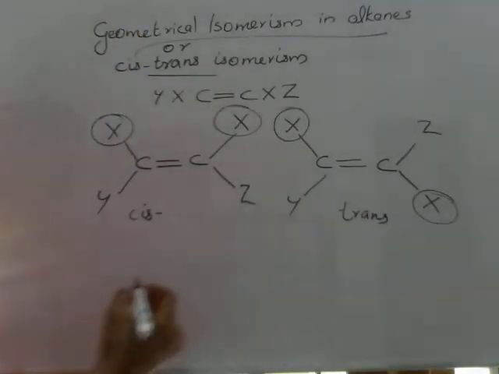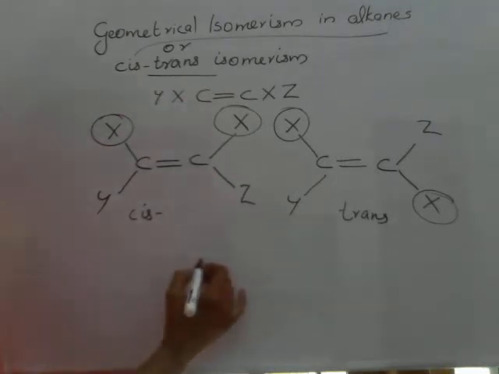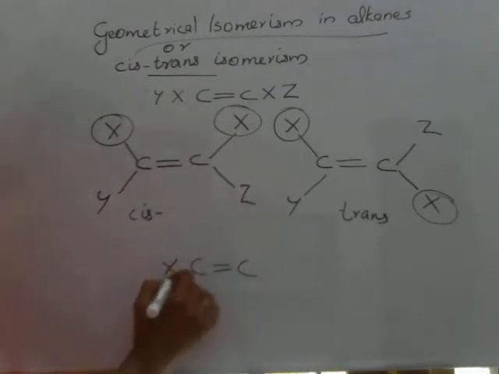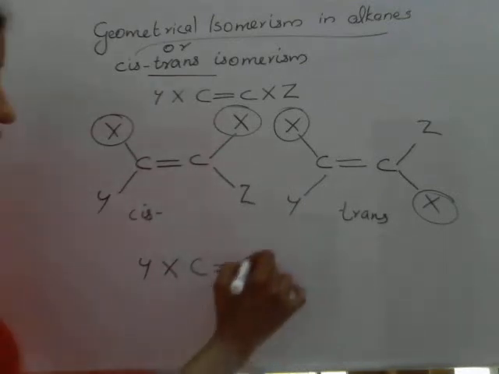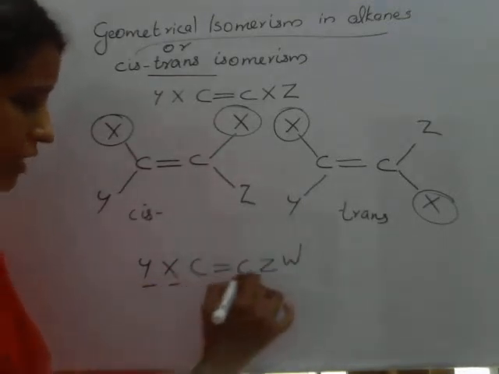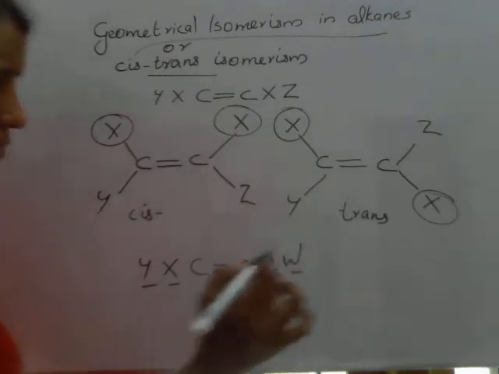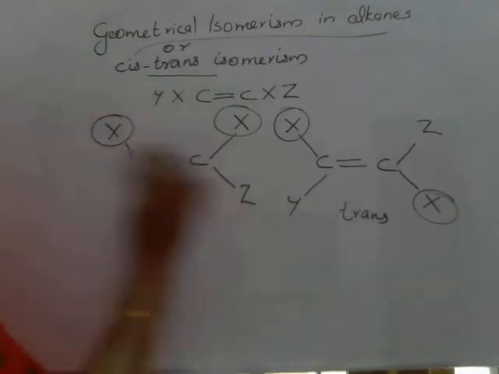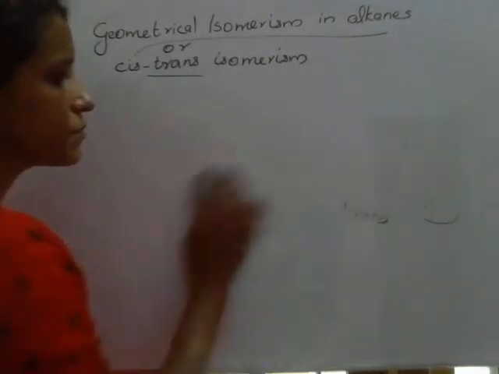Cis-trans isomerism is also possible if all the groups attached to the doubly bonded carbon atoms are different. That is, an alkene of the type CXY double bond CZW. See, all the groups attached to the doubly bonded carbon atoms are different. In this type of alkene also, a kind of geometrical isomerism is possible. Now let's take a specific example of an alkene which can show geometrical isomerism. Butene.